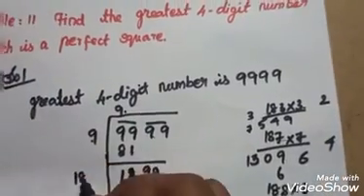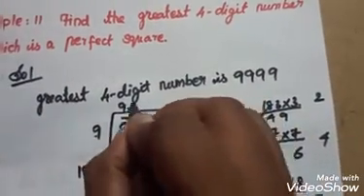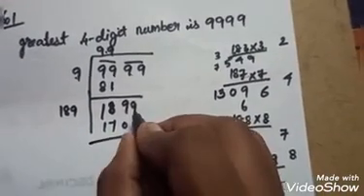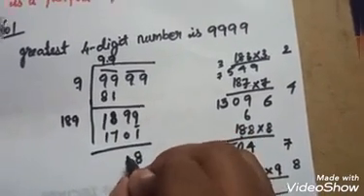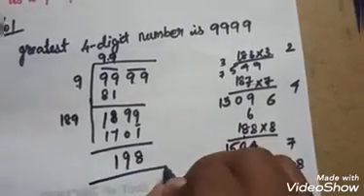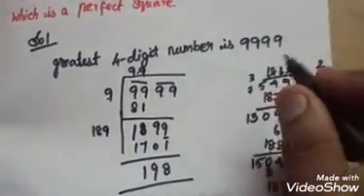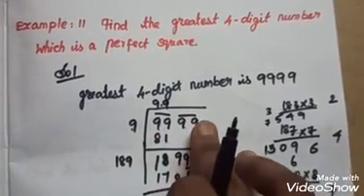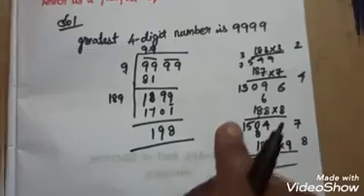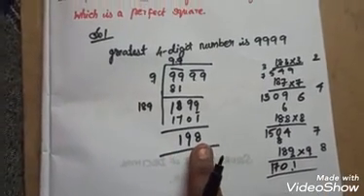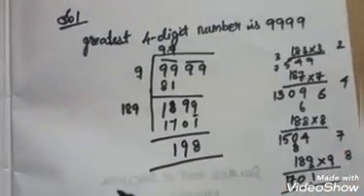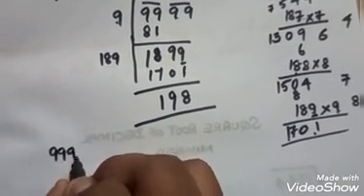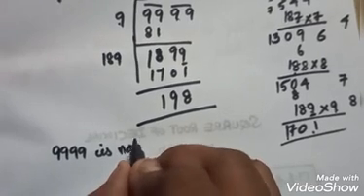So what you need to take? You need to take 9. Okay, 1701. You subtract 9 minus 1, 8. 9. 1. So 198. Okay, but 9999 is not a perfect square, because here we get 198 as a remainder. So 9999 is not a perfect square.